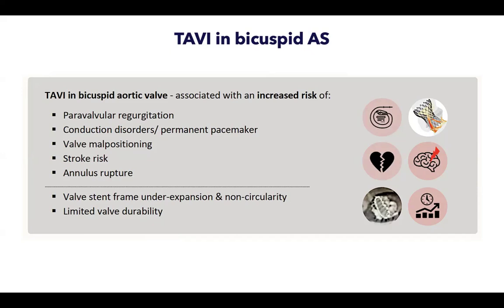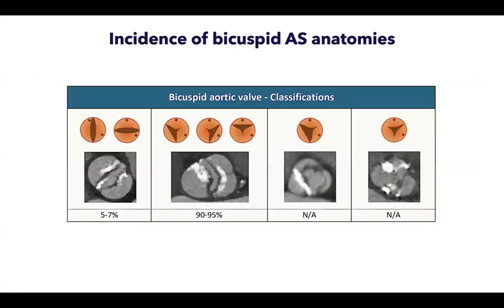There is more risk of annulus rupture for sure if you use a balloon expandable device because the sizing is not always easy. And then there is also the issue of stent frame under expansion, non-circularity. And we also don't know a lot about the valve durability, to be honest, in bicuspids. So what kind of anatomies do we see of bicuspids?